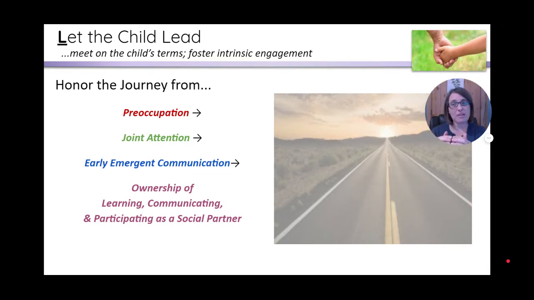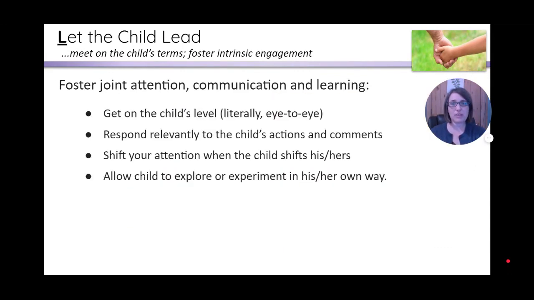Somewhere in there, we can figure out how to lead them to joint attention. But we need to recognize that kids may travel this journey from preoccupation to joint attention before they become early emergent communicators, and certainly before they demonstrate ownership of learning, communicating, and being a social partner. When we come to the table with an agenda of making them that social partner before we've recognized where they are in that journey, it can be difficult to figure out how to support them.